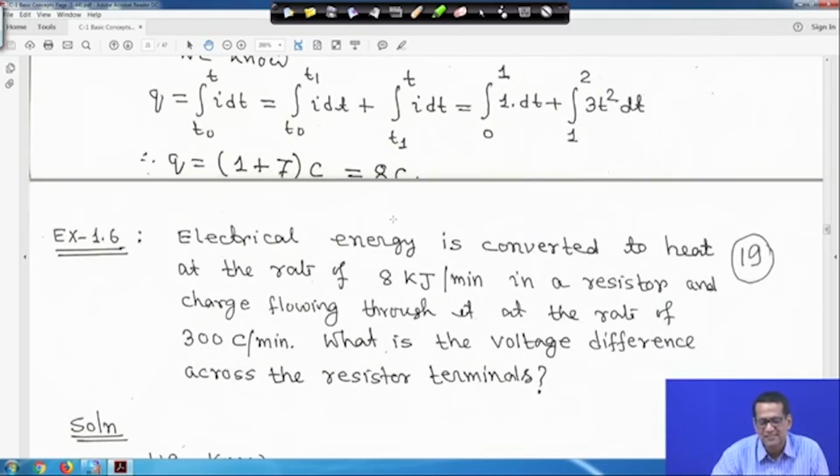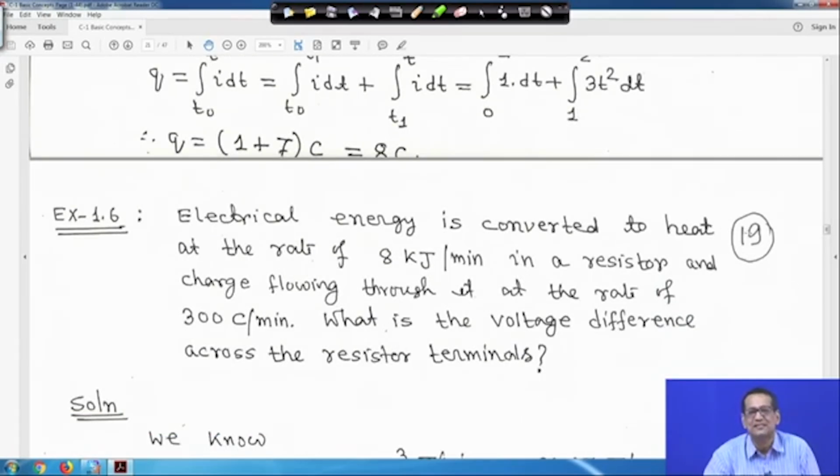Now, another example, this is actually page number 19 here. Electrical energy is converted to heat at the rate of 8 kilojoule per minute in a resistor, and charge flowing through it at the rate of 300 coulomb per minute. So, what is the voltage difference across the resistor terminals?